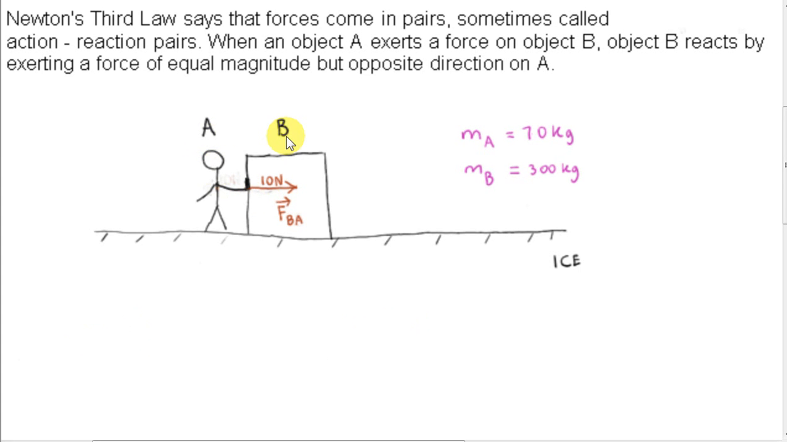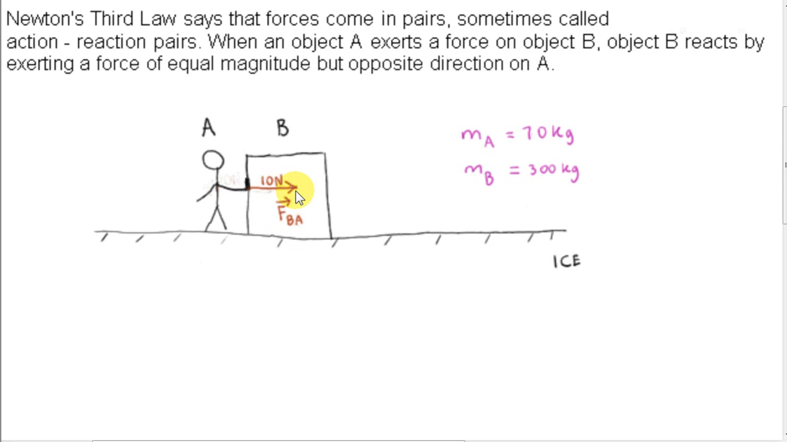The force that object A exerts on object B can be written FBA. So it's the force on B due to A. Now, in other places you might see this written the other way around, as FAB, the force on A due to B. I prefer to use this notation, where the first letter in the subscript is the object that the force is exerted on. The second letter is the object that is exerting the force, which is A. So we read this as the force on B due to A.